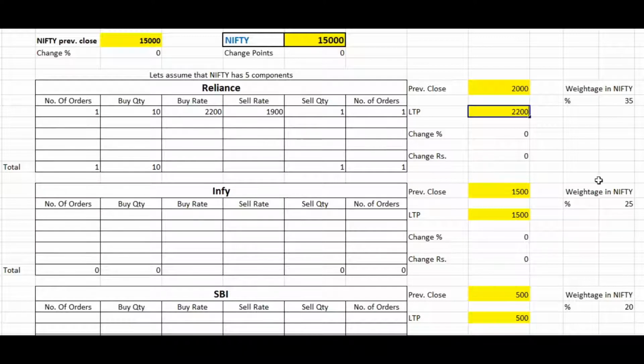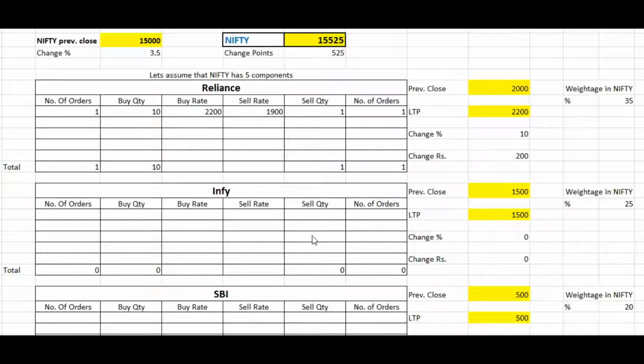Now you can see I am just entering 2200. So exactly the next second the formula changes. Reliance is up 10%, the stock is up 200 points, and for 35% weightage it is pushing up Nifty by 3.5%, and Nifty is up 525 points from the spot price. Remember, these are pre-open rates, not executed rates. Execution of trades happens only after 9:08. This is the first order which you have got.